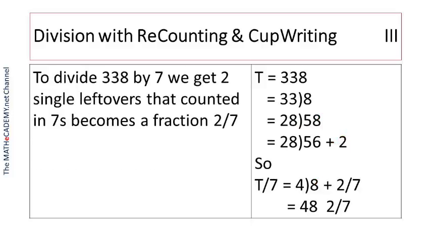To divide 338 by 7, we recount 338 to 336, plus 2 leftovers that counted in sevens becomes a fraction 2/7. So 338 divided by 7 gives 48 and 2/7.